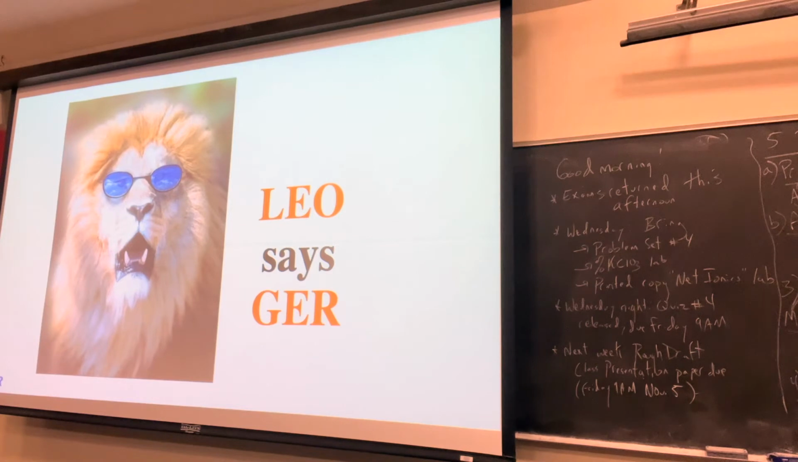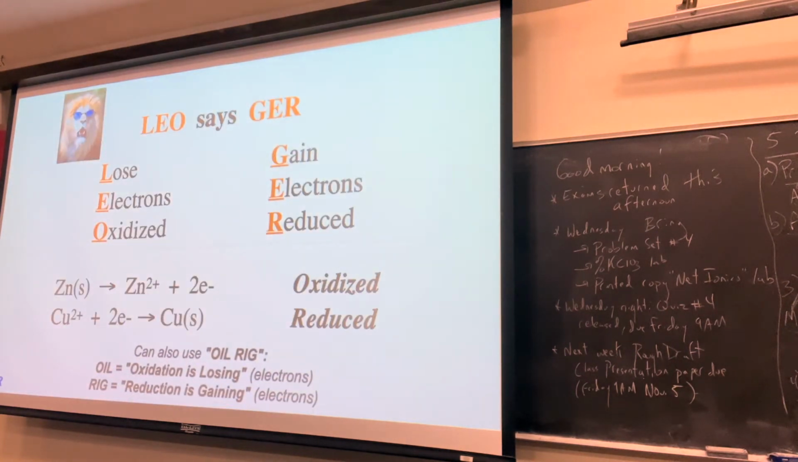Leo is my friend on this section, and Leo is a lion, as you can tell, and Leo says, "Grrr!" And besides me, you might be thinking I might have lost all my marbles, which is always a possibility. Leo says Ger is actually an acronym, and it can help you when it comes to oxidation and reduction. So Leo says Ger is really helpful to chemists. Leo stands for lose electrons oxidized. Ger stands for gain electrons reduced. So something that gains electrons is reduced, something that loses electrons is oxidized.